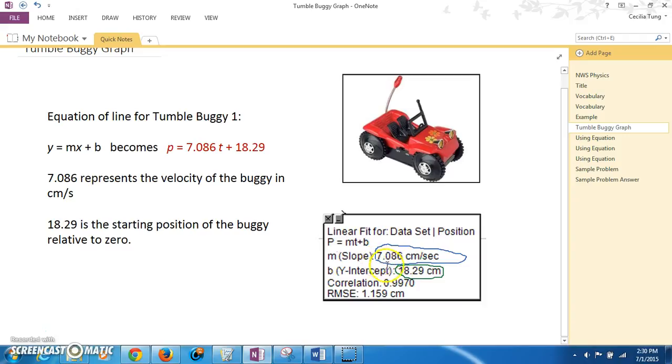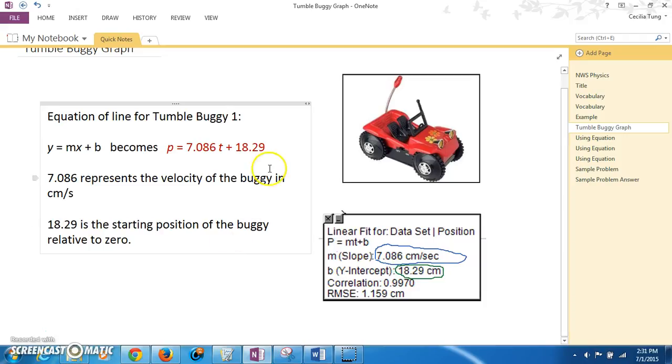The number here circled in blue from the linear fit gives us the slope of the line. The slope of a position versus time graph gives us velocity, 7.086 centimeters per second. The b value, the y-intercept, is 18.29 centimeters. That's the starting position of the buggy relative to 0.